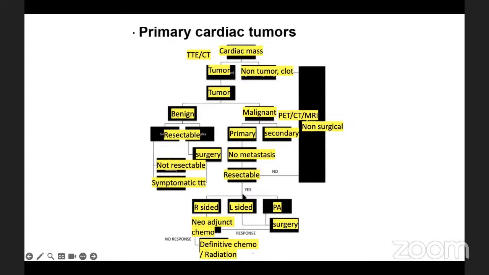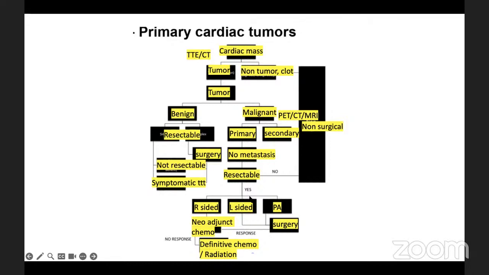If it's resectable, then we look. And now, remember, it's malignant and primary, and it is resectable with no metastasis. Then, as I mentioned to you previously, we see, is it right side, left side, or PA? If it's right side and it's malignant, no metastasis, we start with neoadjuvant chemotherapy, because most right-side malignant tumors will respond to chemotherapy before we send this patient for surgery. After that, if he responds, then we send him to surgery.